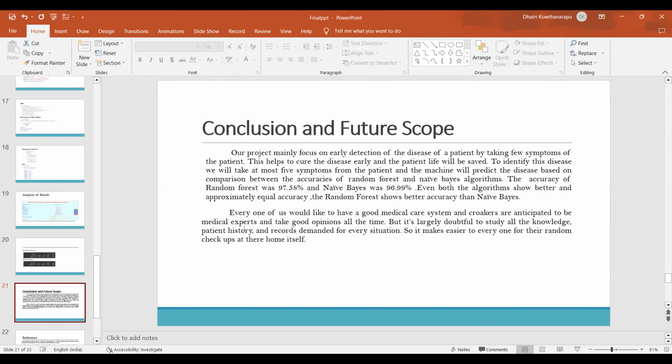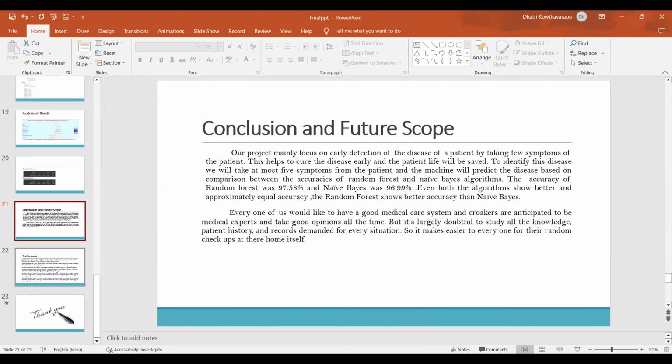If we consider the future scope, many of us are not willing to go to hospitals, so it is more useful for our daily checkups. And these are the references.